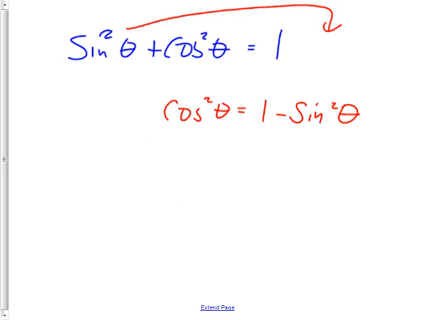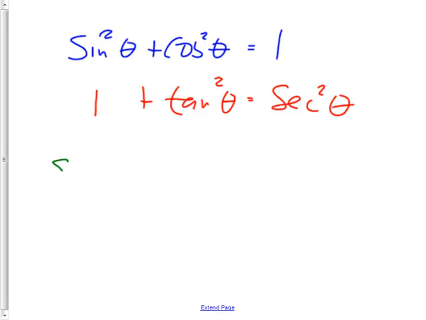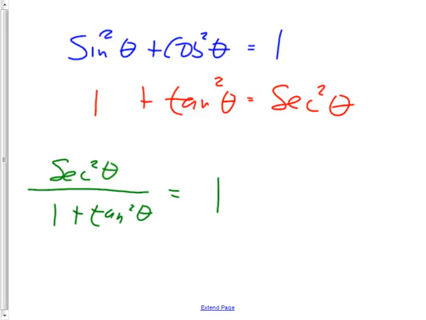Well, I gave you a couple others. Does anybody remember the snappy saying about the one with the tan? The one with the tan, notice it's squared, is what you seek. 1 plus tangent squared is equal to secant squared. So if I was in the middle of a problem, I'm going to make an imaginary one up here. Let's say this is the problem. Secant squared theta over 1 plus tangent squared theta is equal to 1. That's the thing I had to prove.